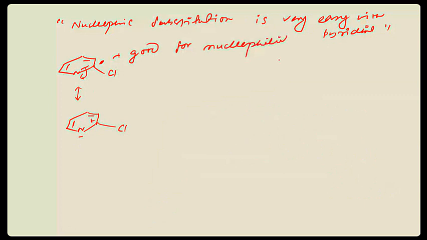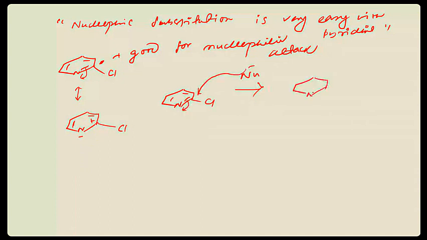Nucleophilic attack. So let's try with a nucleophile. This is Cl. If Nu attacks here, what will happen? With the nucleophile Cl minus, when it comes back, this Cl will go. That is, the nucleophile will be installed at these positions.